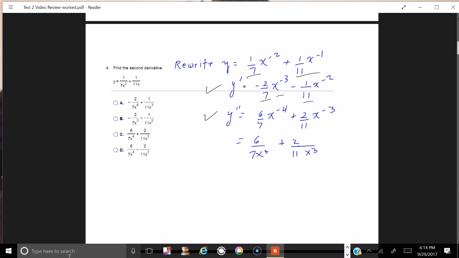And now we're ready to take the second derivative, which is minus 3 times minus 2/7, which is 6/7 x to the minus 4. And then minus 2 times minus 1/11 is 2/11 x to the minus 3. Then rewriting it with x in the denominator, we get 6 over 7x to the 4th minus 2 over 11x cubed. And that is answer C.